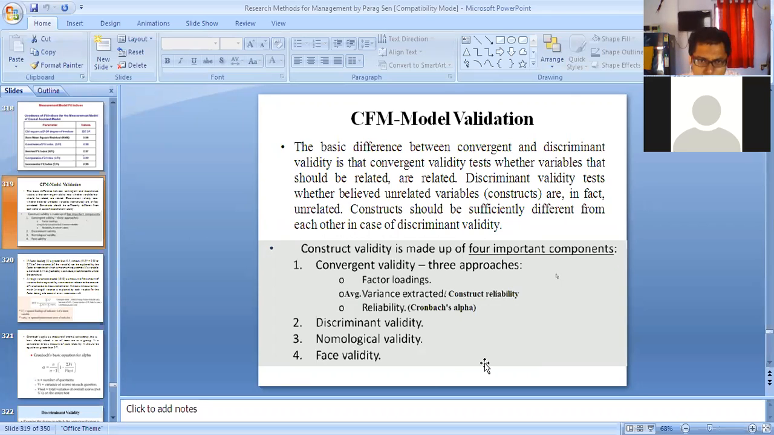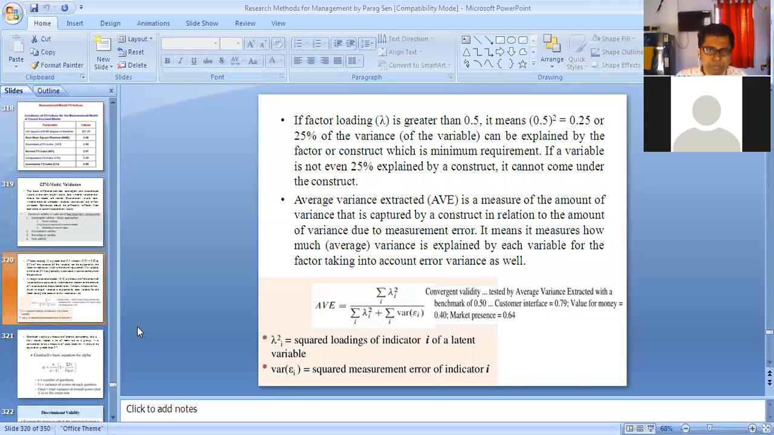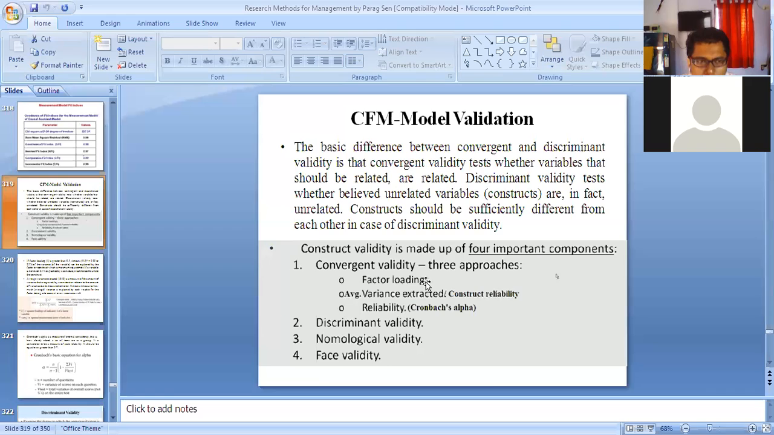We will not discuss nomological validity and face validity. That is not required. Under convergent validity, there are 3 approaches: factor loadings, average variance extracted or construct reliability, and the third one is Cronbach's alpha. And then the discriminant validity that we will also describe. So first, the first thing is factor loadings.